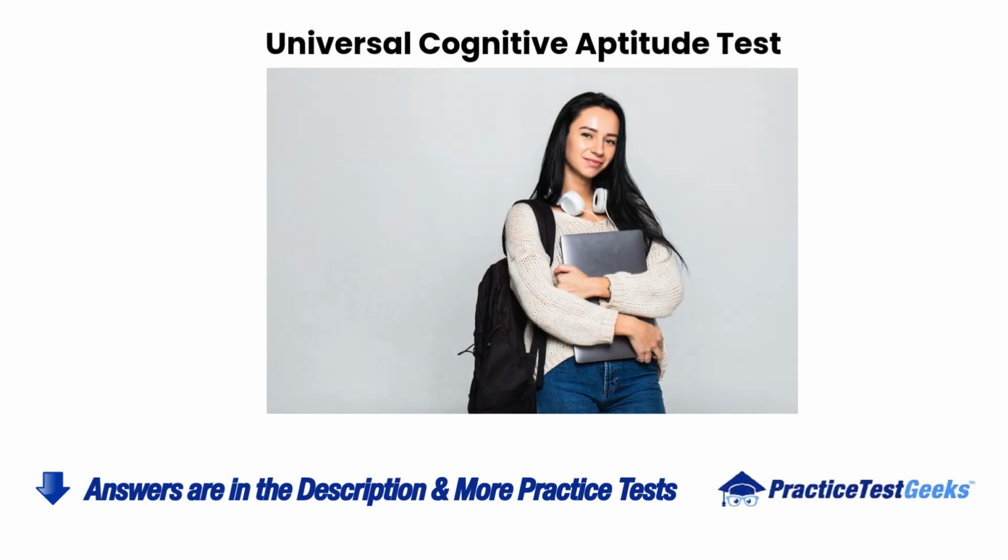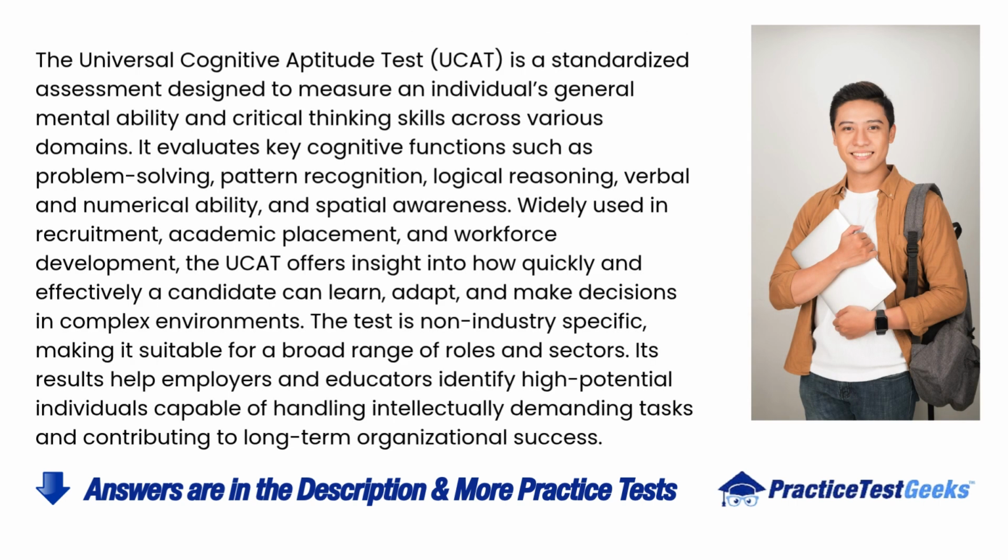Universal Cognitive Aptitude Test. The Universal Cognitive Aptitude Test UCAT is a standardized assessment designed to measure an individual's general mental ability and critical thinking skills across various domains. It evaluates key cognitive functions such as problem solving, pattern recognition, logical reasoning, verbal and numerical ability, and spatial awareness. Widely used in recruitment, academic placement, and workforce development, the UCAT offers insight into how quickly and effectively a candidate can learn, adapt, and make decisions in complex environments.